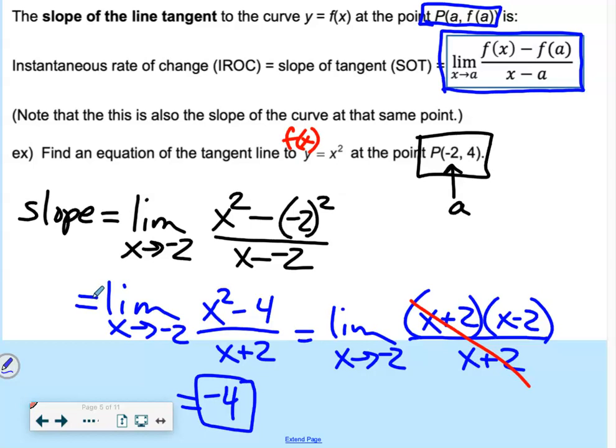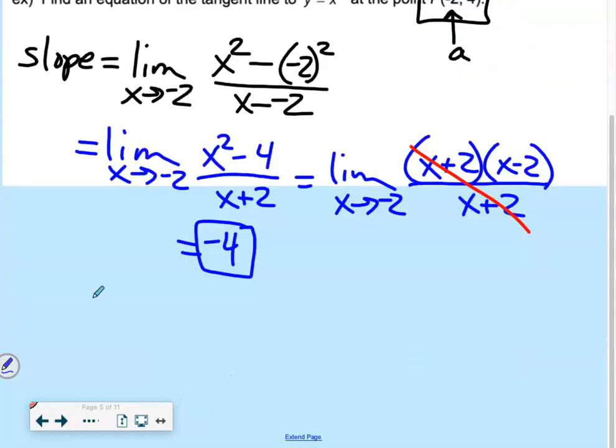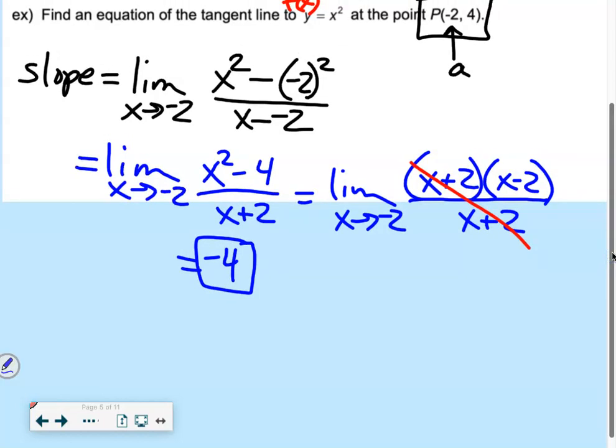Okay, do you all understand that? This is not the tangent line itself, it's the slope of the tangent line, right? So we're not done. We still have to write the equation. So lucky for us, we know a point, we know the slope. What would be a good form to use? Point slope form, right?